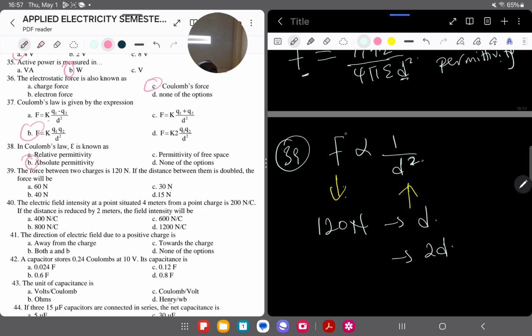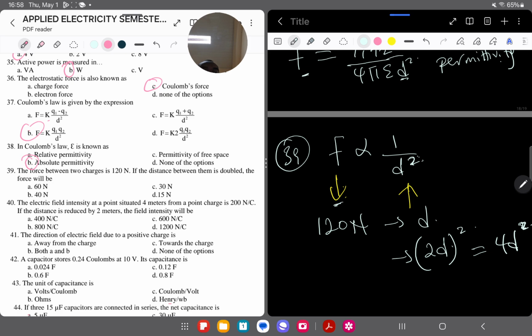By looking at the relation between the force and the distance between the charges, because here we are dealing with the distance squared, once I increase the distance, the force will reduce. But we don't know by how much it is going to reduce. So what we are going to do here is square. The doubling of the distance is also going to be squared. That will give us 4d squared.